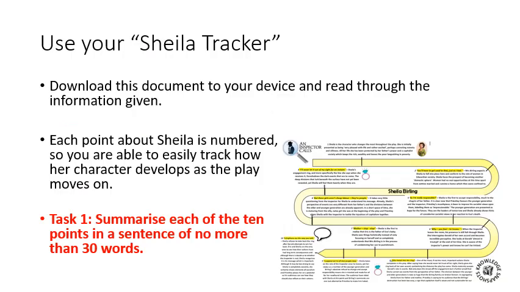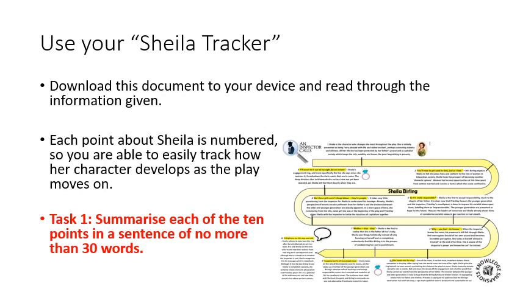So here's where I want you to start today. If you can, I'd like you to print this Sheila tracker. I don't often ask you to print things, but today I'm keen for you to work offline. If you can't print it, don't worry, just have a copy of it open on the screen, but see if you can work on paper for most of the lesson. Each point about Sheila on this little tracker is numbered 1 to 10, so you're able to easily see how Sheila develops as the story pans out, as the play progresses.